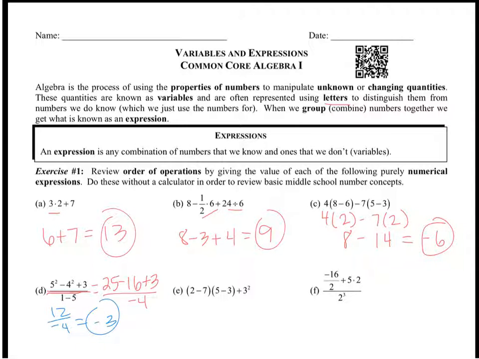So parentheses goes first. 2 minus 7 is negative 5 times 5 minus 3, which is 2, plus 3 squared, which is 9. Then we do multiplication. Negative 5 times 2 is negative 10, plus 9 is negative 1.